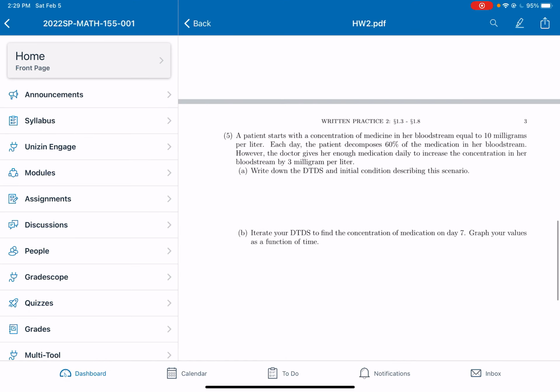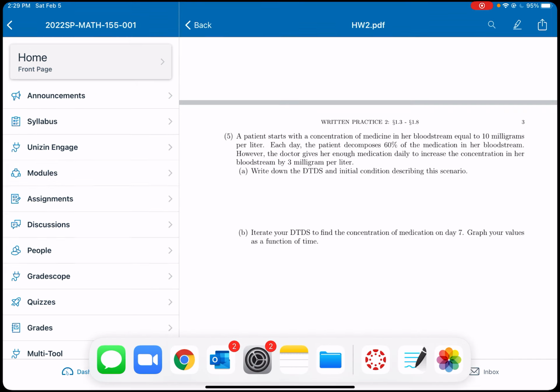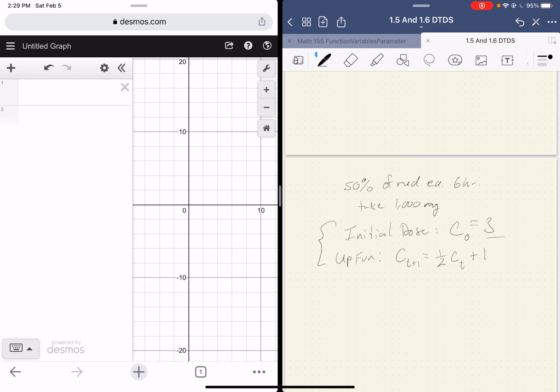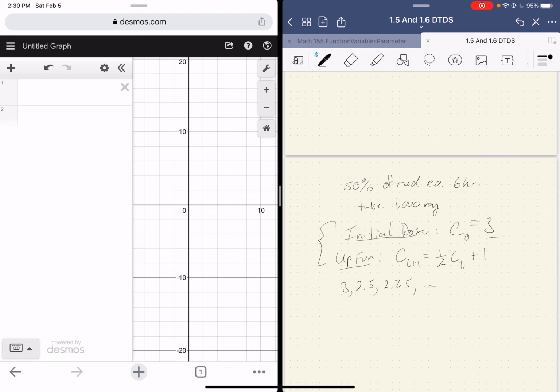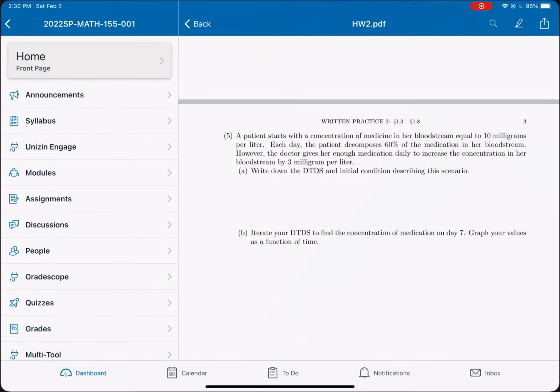So if we look at what's desired, it's write down the DTDS and initial condition. By this I mean updating function and initial condition, that completely specifies my discrete time dynamical system. With just these two pieces of information, I can start to generate my list of measurements. So I begin with 3, and then I plug 3 in here. Let's see, 1/2 of that is 1.5, and I add 1, I'll get 2.5, and I plug it in again, I'll get 2.25, and I can keep on going, okay? So, let's get rid of this little arrow. That's going to be very similar to what you have to do in part A.